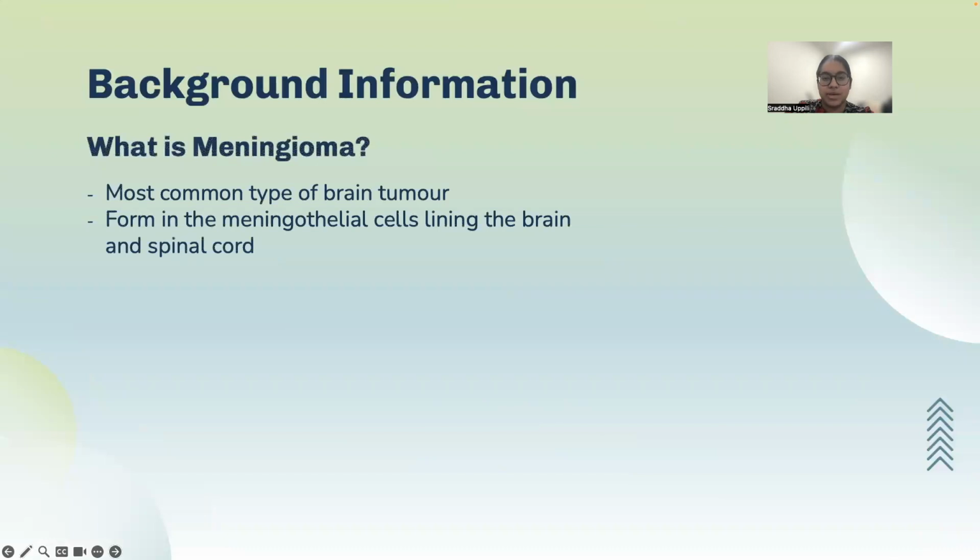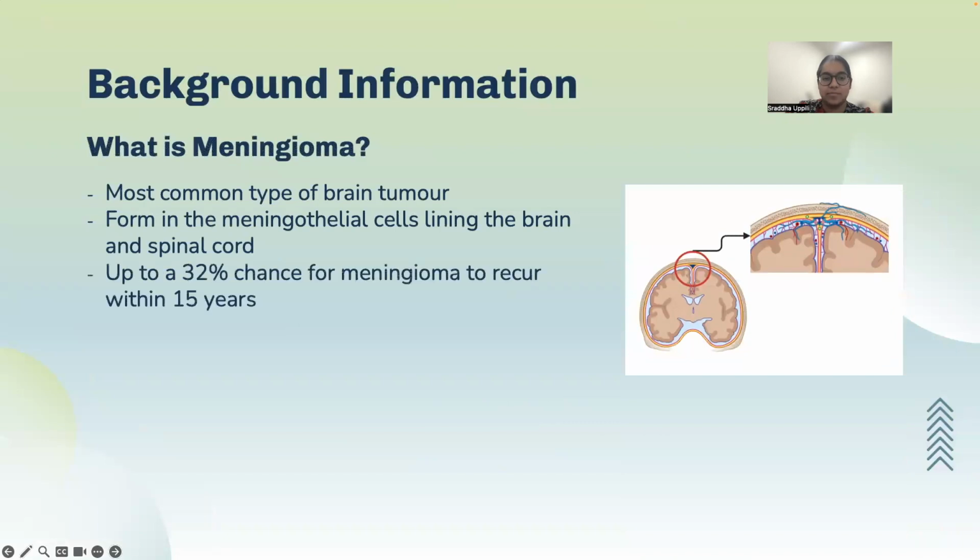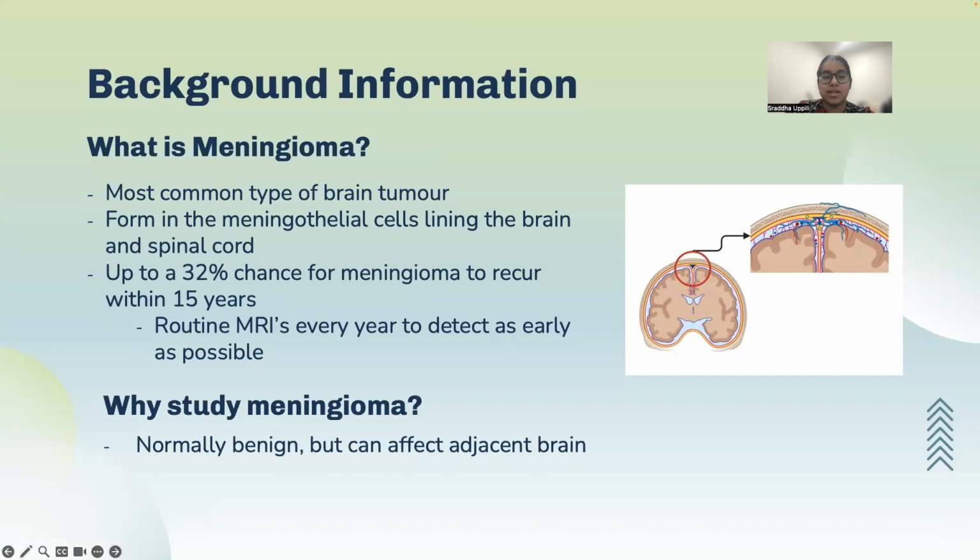Meningioma is the most common type of brain tumor, and it forms in the meningothelial cells lining the brain and spinal cord, as seen in this image here. There's up to a 32% chance for meningioma to recur within 15 years of initial diagnosis, which means routine MRIs are used every year to detect as early as possible for any recurrence possibilities. Meningioma is normally benign, but it can affect the adjacent brain greatly, and this can be quite debilitating depending on its location and size.